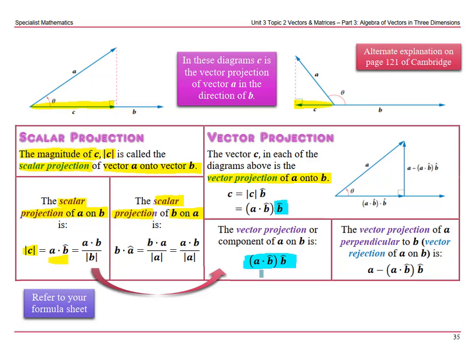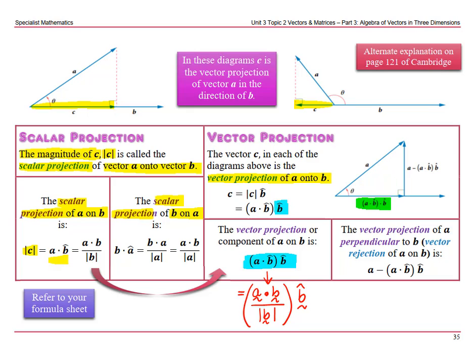Now combining these two formulas, as you can see with the arrow, I can rewrite this formula as the dot product between A and B over the magnitude of B, times the unit vector of B. Now have a look at the formula that's given on your formula sheet. Moving on, that's how we find the vector projection of A on B.